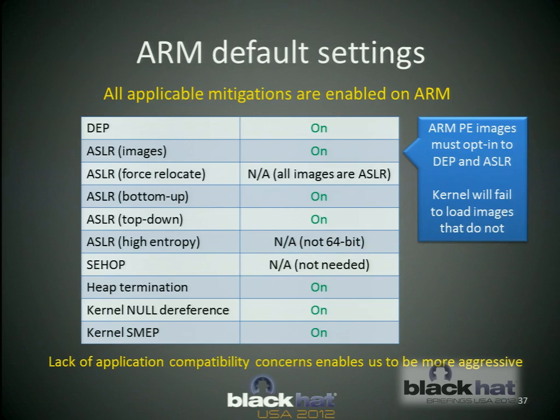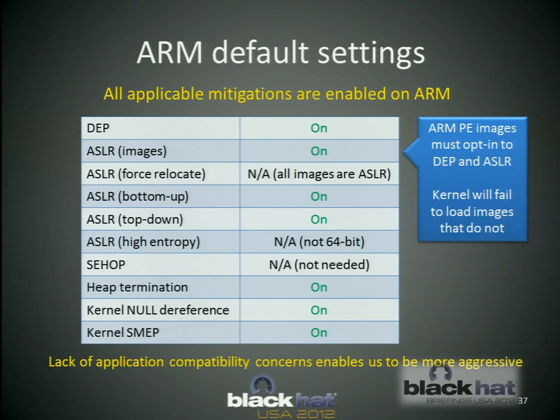So the first thing that we wanted to touch on is ARM. And the important thing to keep in mind here with ARM is that we have an opportunity, since we don't have to deal with legacy compatibility issues, to actually be really aggressive in terms of the mitigations that we enable for ARM. And we've tried to take advantage of that to the maximum degree possible. As you can see here, DEP, ASLR, heap termination, null dereference protection, PXN, all of these things are on ARM, and they can't be disabled.